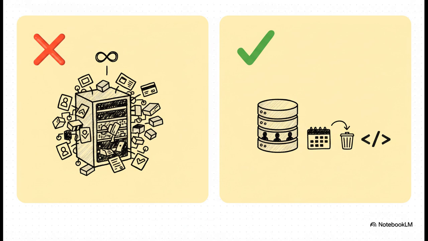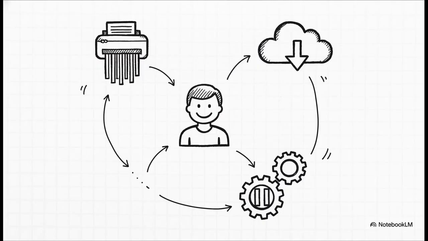You only store what you absolutely have to, like anonymized logs, and you have a strict expiration date on it, like deleting everything after 30 days. And most importantly, you give users an easy way to delete their data whenever they want. And that all comes straight from Article 17 of GDPR.